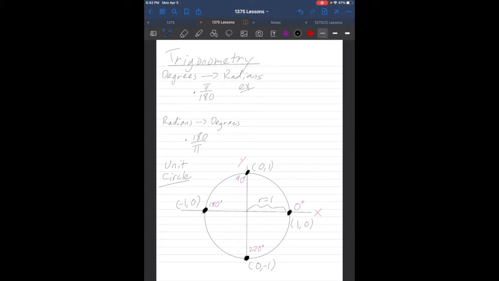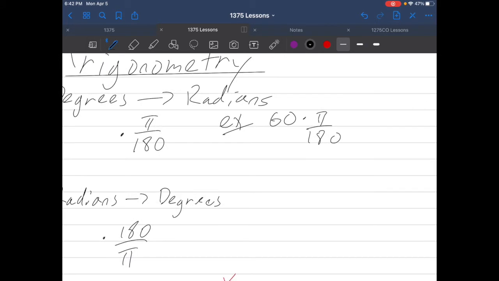Let's take something like, let's say 60 degrees. We're going to multiply this by pi over 180. We can cross cancel here, because we can reduce by a factor of 60, and this is going to equal 1 times pi, which is pi, and 1 times 3, which is 3. So pi over 3 is the equivalent radian measure.